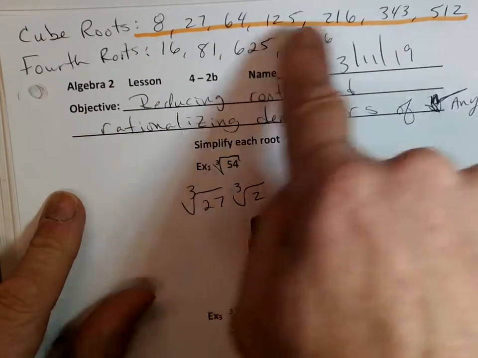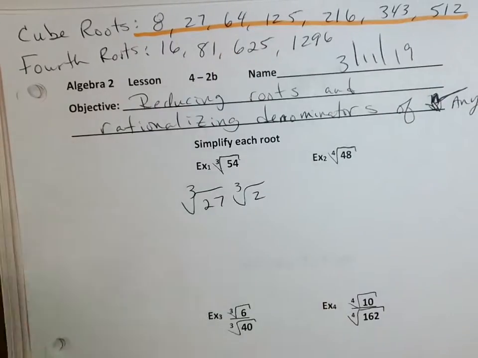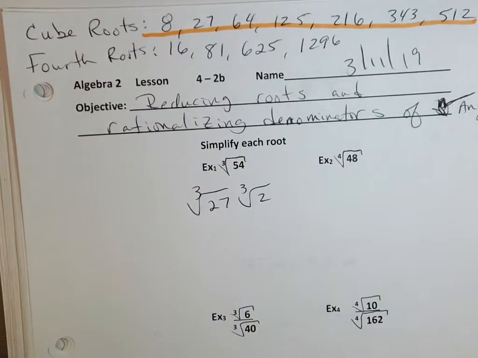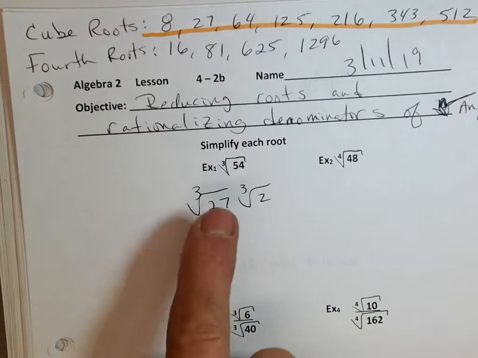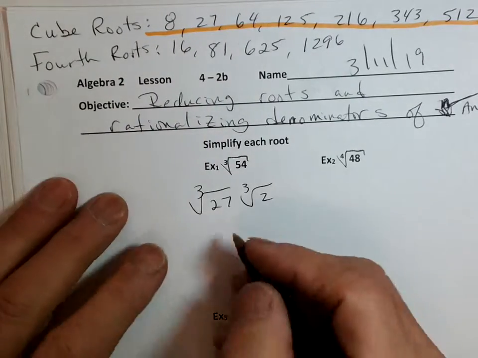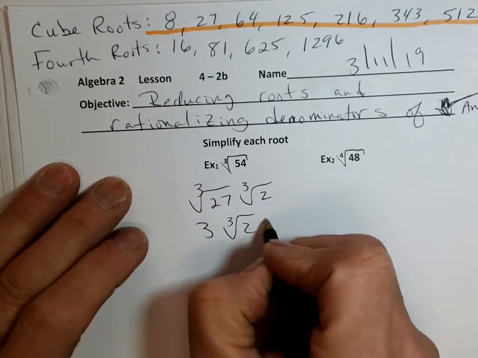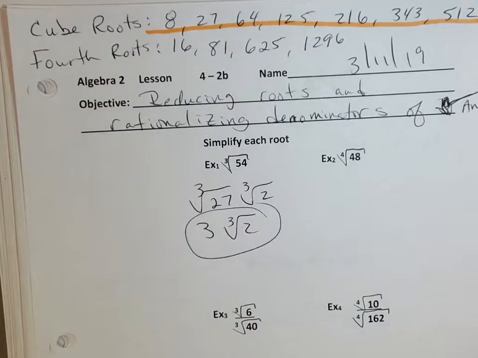So what Callan did is she just started looking at these numbers. She thought, okay, wait a minute, does 27 go into 54? She tried it in her calculator. Because if it's a cube root, we want one of these numbers. If you have no clue, use your calculator and just start dividing that number by any of these perfect cubes. So then that's easy from here. It's just going to be 3 times the cube root of 2. And you're done, because the cube root of 2 is just some ugly number in our calculator. Leave it alone.